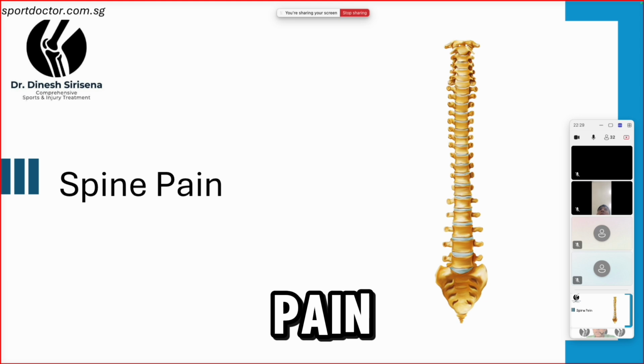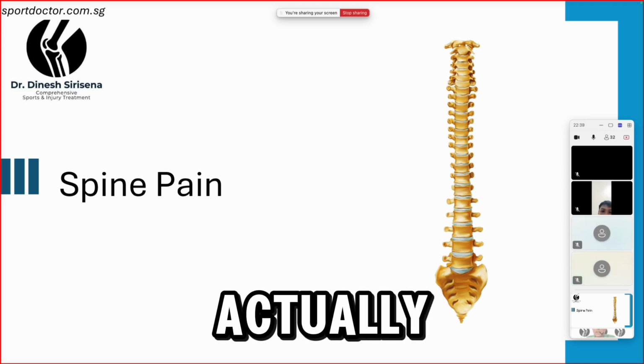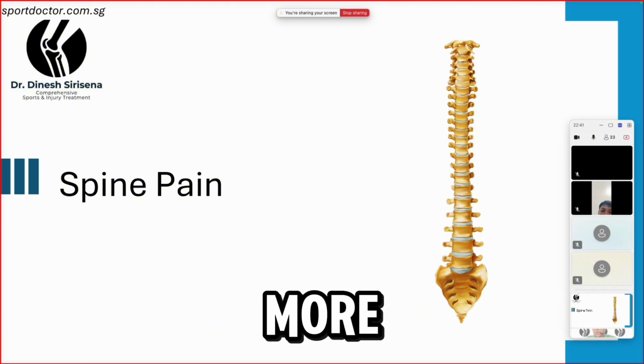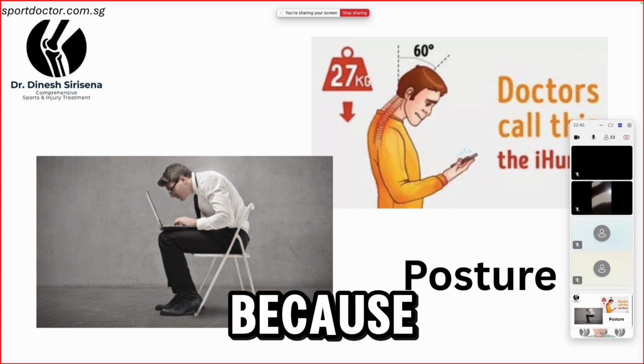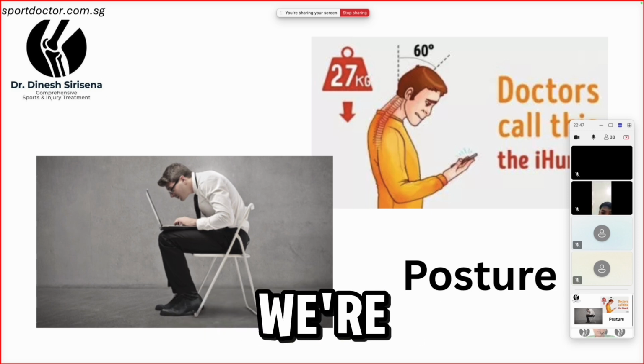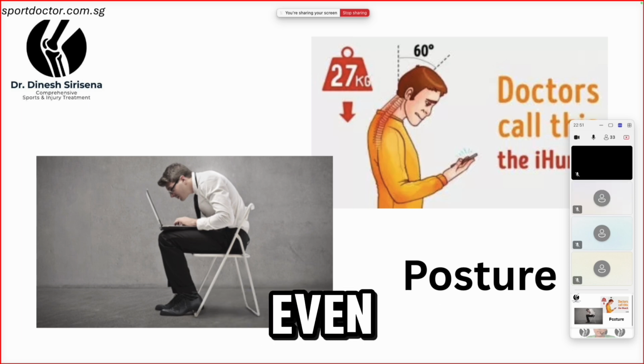So spine pain, very, very common. I'm sure you see it all the time in the clinic, whether it's low back pain, thoracic or upper back pain. And actually, it's going to become more and more prevalent as the years go by, particularly because this is basically the position that we're all adopting. And even now, as I'm sitting here in front of the computer trying to give you this talk and trying to maintain a good posture, I can feel my shoulders dropping down, my neck moving forward.